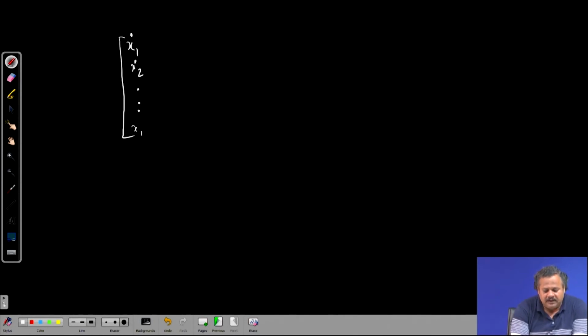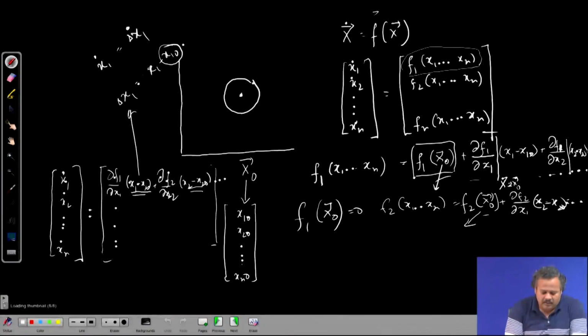That is, we have x1 dot, x2 dot, up to xn dot, and now we convert the earlier functions. We can write it as simply a matrix multiplied by a vector, where we have del f1 del x1 as the first term along the first row, del f1 del x2 as the second term in the first row, and so on, multiplied by the vector, where x1 minus x1 naught is the first term, x2 minus x2 naught is the second term, and so on.